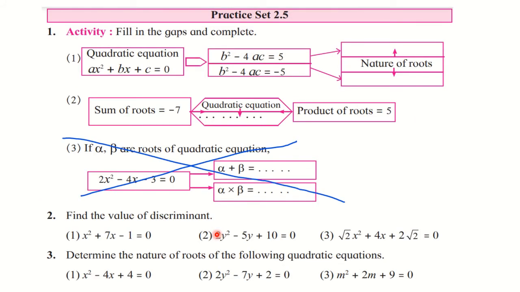Okay. Then practice set 2.5. Here question number 1 is very easy. You can see here the value of discriminant is provided. Here it is plus 5 and here it is minus 5. And you have to write down the nature of the roots. So in the first case delta is positive. That means the roots of the equation are real and unequal. And when it is negative, the roots are not real. So you have to write down accordingly.